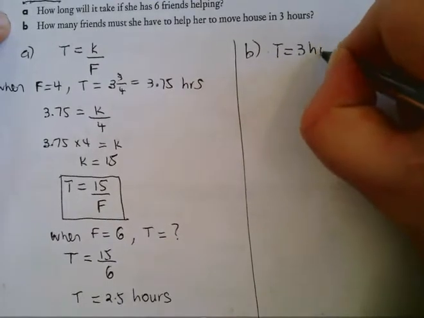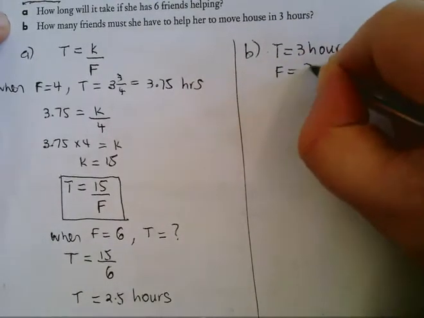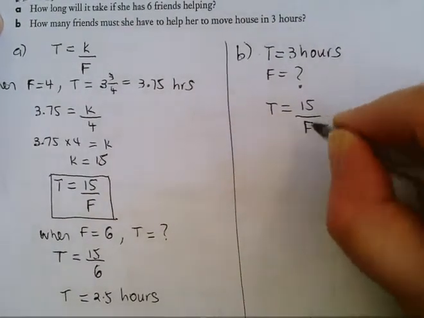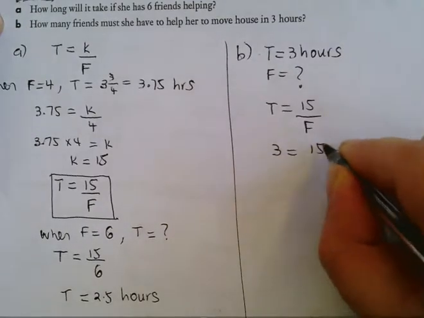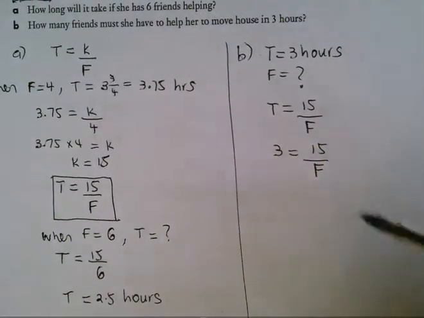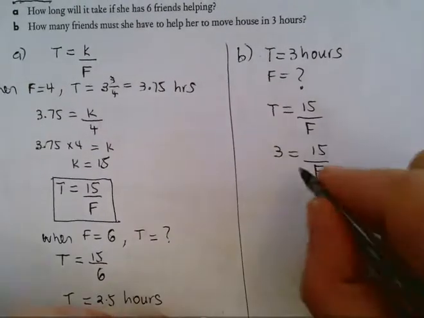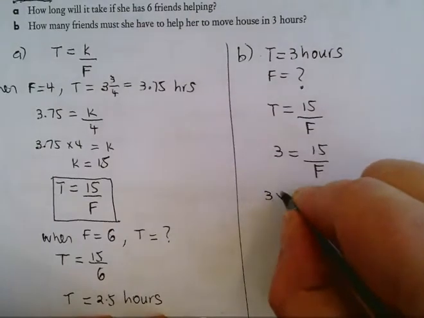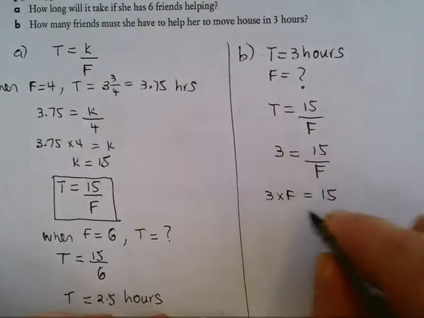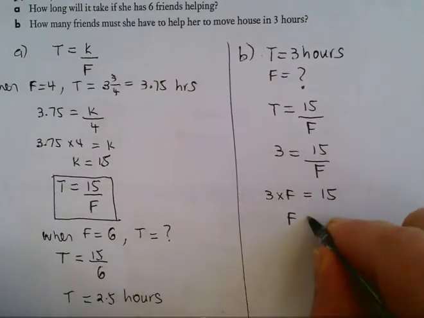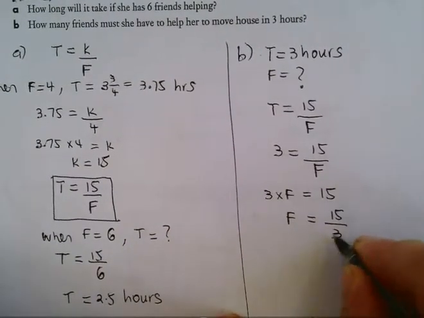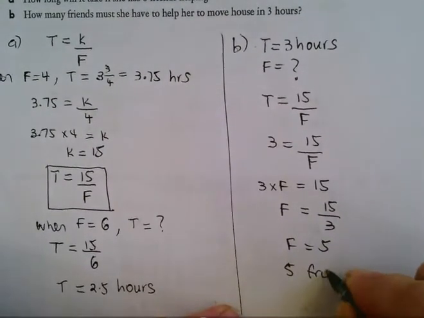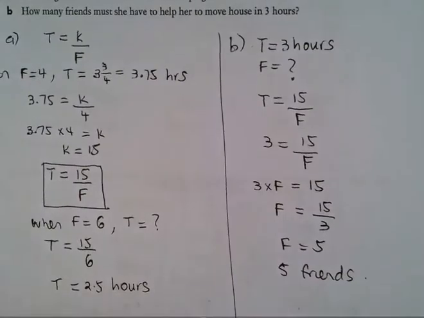So if the time is 3 hours, we have to find the number of friends. So again, T equals 15 over F. So 3 equals 15 over F. Again, we can do that swap diagonally, or we can do the 2 steps. So inverse operation of dividing by F would be to times by F. So 3 times F is 15. Here we can already see that F is 5. So F is 15 divided by 3, which is 5. So it's 5 friends if it's going to take 3 hours.